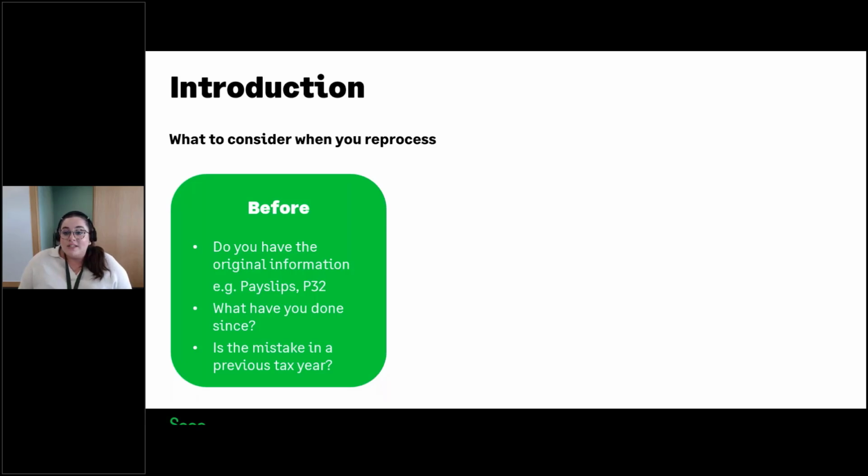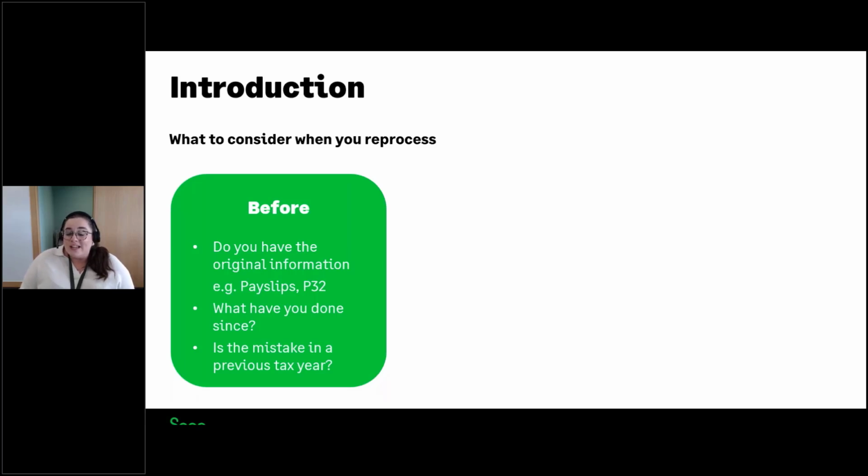You'll also need to consider what you've done since. So this could be payment periods that you've processed since, because remember, you will have to process the payroll back up to date again. And this could be for one employee, it could be a few people, or it could be for all of your employees. It really does depend on what mistake you're correcting and which method you're using to correct it.